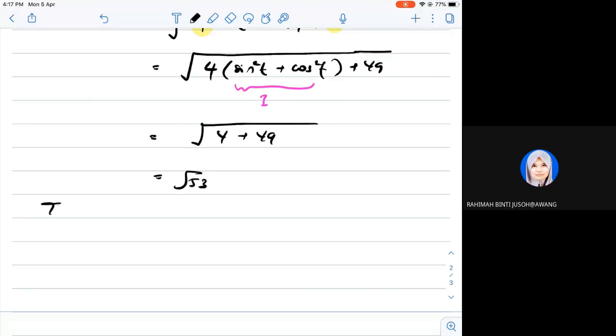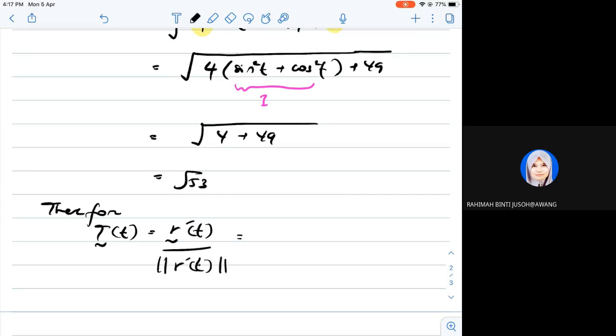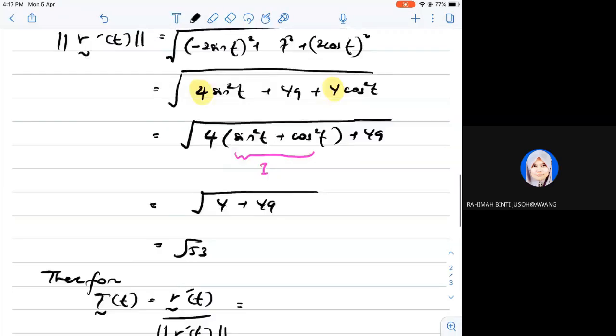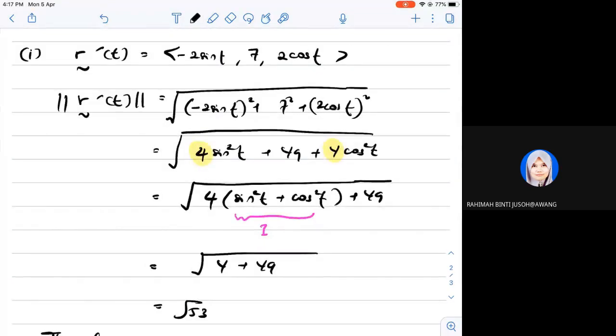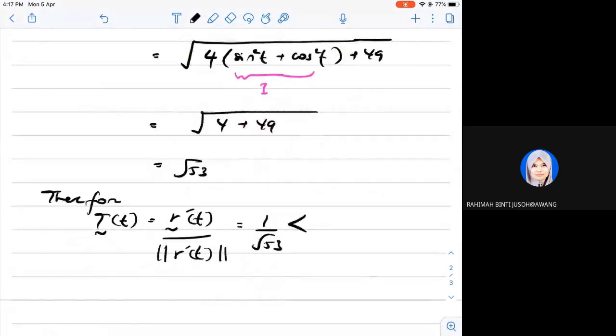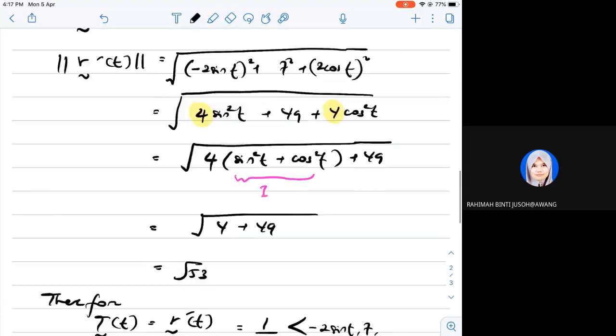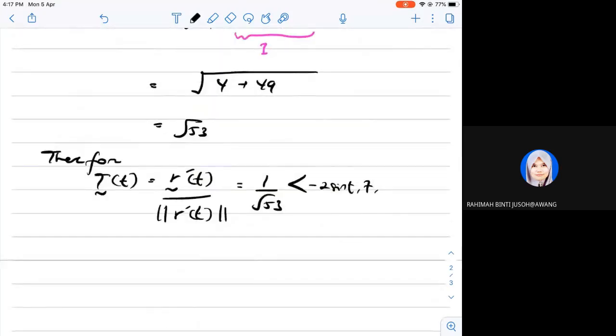Okay, therefore, the unit tangent vector equals r prime t divided by the magnitude of r prime t. So, magnitude kita 1 per square root 53 lah. So 1 over square root 53 multiplied with the vector of r prime t tu: negative 2 sin t, 7, and 2 cos t.